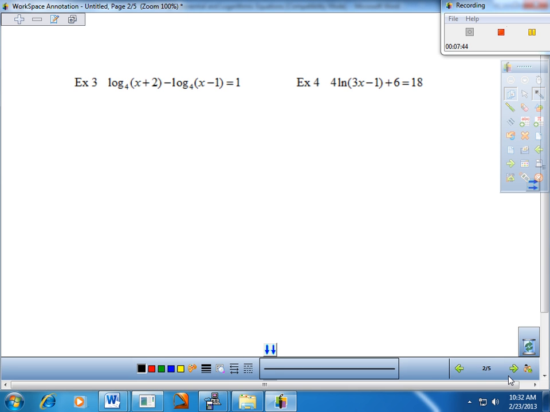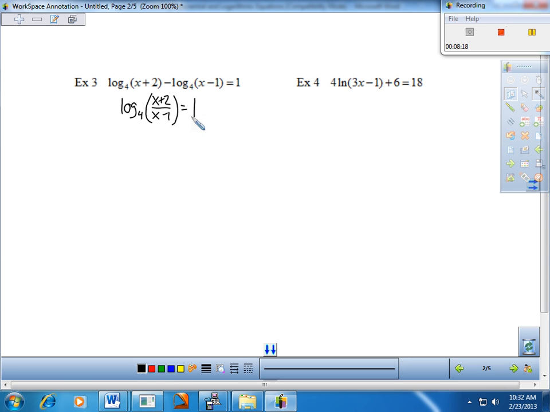Example 3 is sort of a redundancy, but it's a good one just to refresh on the properties of logarithms. I can add 2 logarithms together. I can also subtract 2 logarithms if they're in the same base, which in this case they are. So let's see what we have going here. I'm going to do log base 4. And how do I deal with subtracting logarithms? What do I do to the inputs, everyone? Well, divide those inputs. So x plus 2 over x minus 1, and that equals 1.